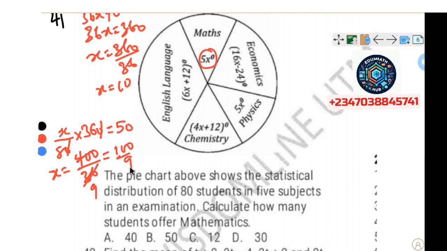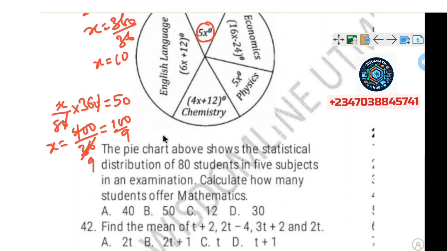100 over 9 is not actually a perfect division. So I think there's something wrong with the question, because the options here, there's none that is 100 over 9. So let's just skip it. Let's move to the next one.